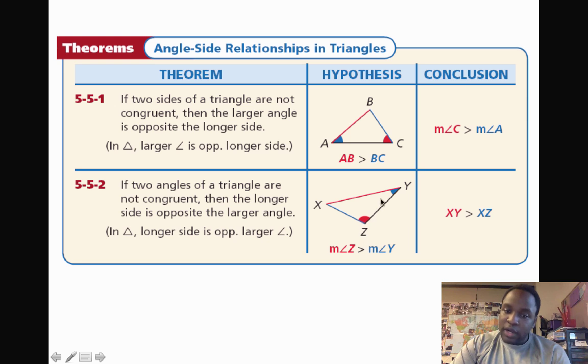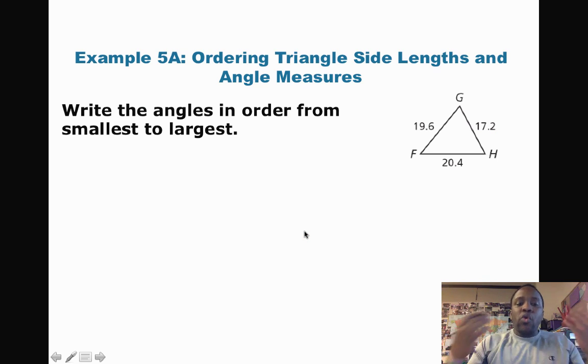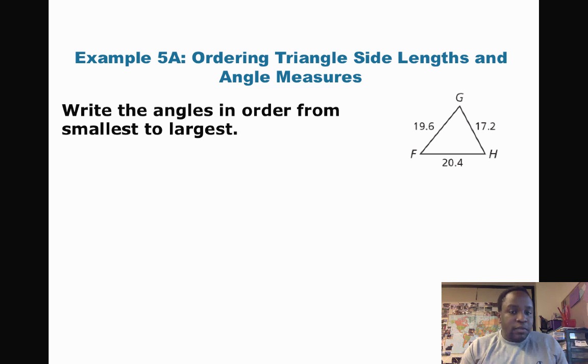If two angles of a triangle are not congruent, then the longer side is opposite the larger angle. In a triangle, the longer side is opposite the larger angle. So here we know that the measure of angle Z is greater than the measure of angle Y. Therefore, XY is going to be greater than XZ. Okay? So we can apply this to ordering our angle measures or our side lengths of a triangle.